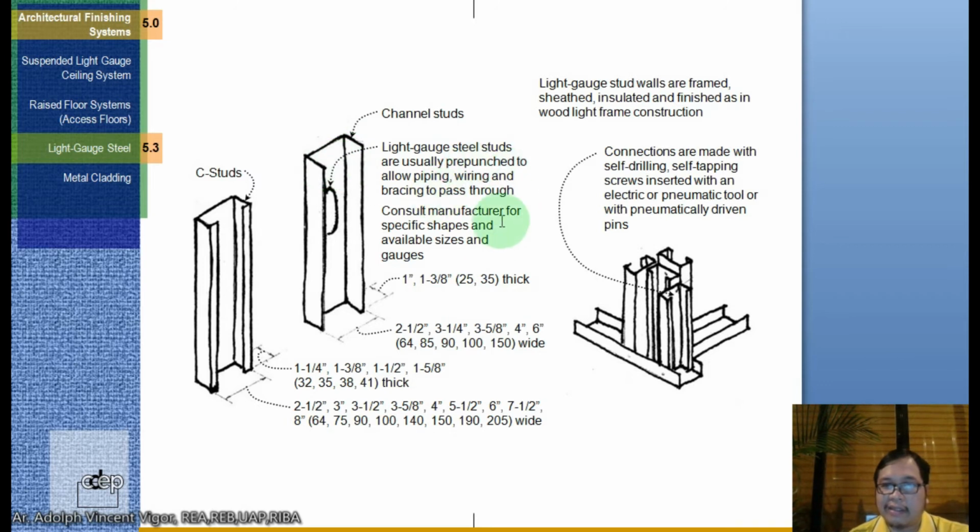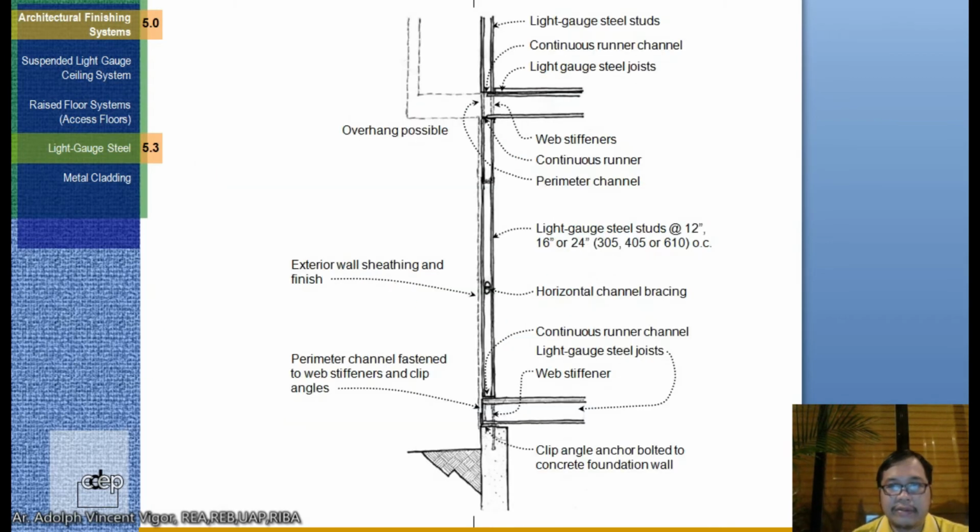So light gauge steel studs are usually pre-punched to allow piping, wiring, and bracing to pass through. Okay. So consult the manufacturer for specific sizes. So light gauge stud walls are framed, sheeted, insulated, and finished as in wood light frame construction. So this is an example here. This is the exterior wall sheeting and finish. The perimeter channel fastened to web stiffeners and clip angles. It's a continuous runner channel, light gauge steel joist here.